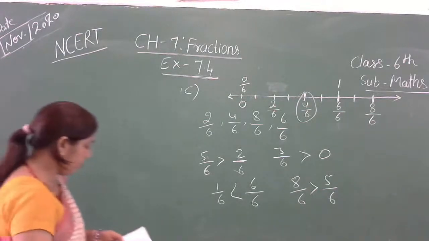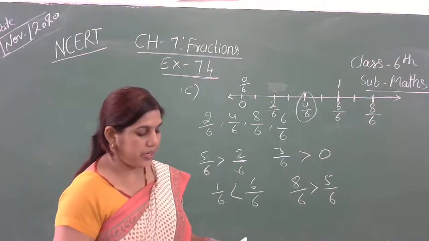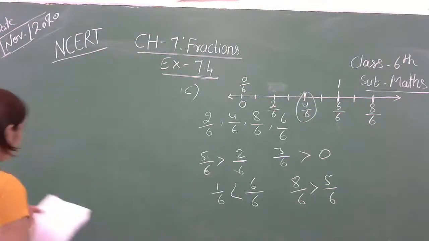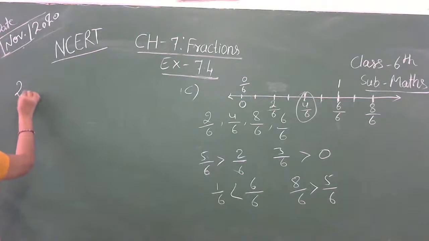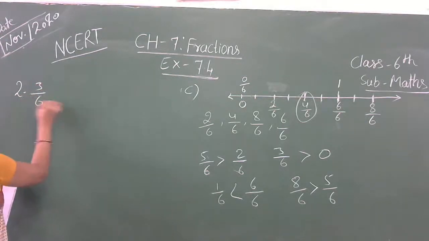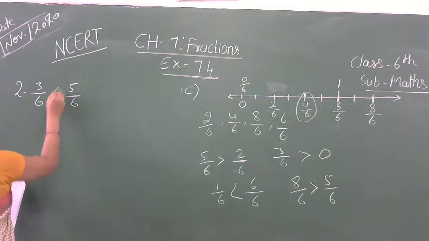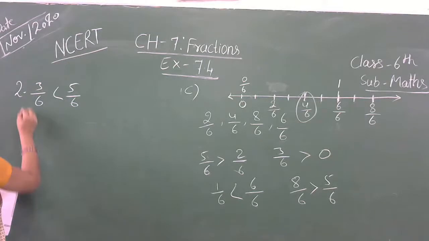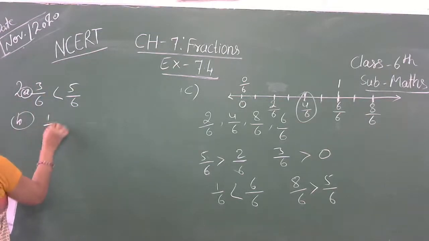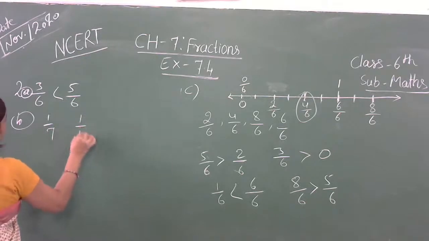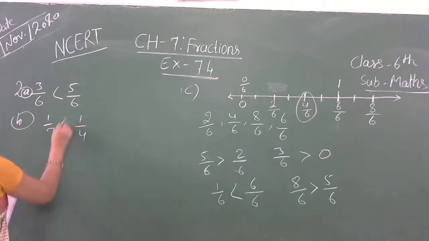So question number 2, compare the fraction and put an appropriate sign. In this question also, put the appropriate sign. 3 upon 6, 5 upon 6, isn't it? So 5 upon 6 is the greater. This is the A part. B, 1 upon 7 and 1 upon 4. So which one is greater? 1 upon 4, isn't it?